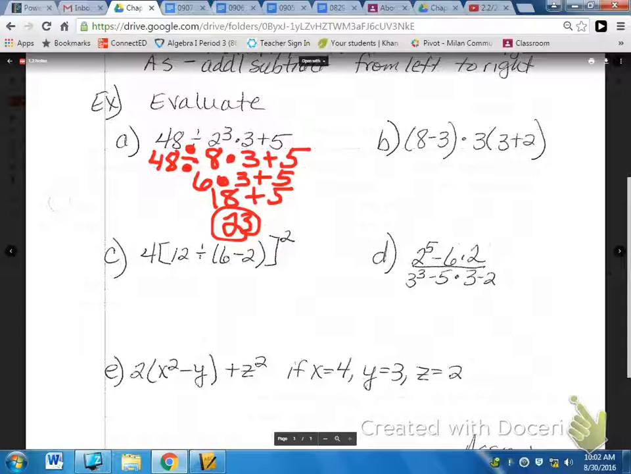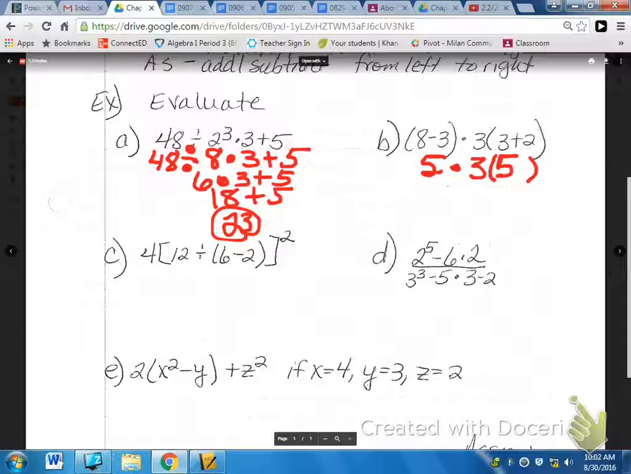Questions? All right, example B: the quantity 8 minus 3 times the quantity 3 plus 2. Ethan, what am I going to do? First you're going to do the parentheses, so you do 8 minus 3, which is 5, and times 3, and then 3 plus 2 is 5. Okay, so you can do those two parentheses in the same step or same row.